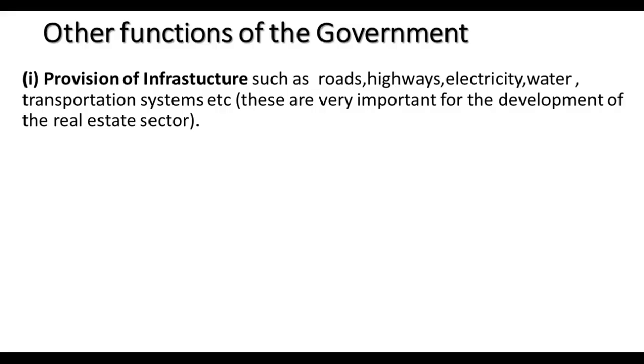Other functions of the government include, 1, provision of infrastructure such as roads, highways, electricity, water, and transportation systems, and these are very important for the development of the real estate sector. So it is important to know that the government are the first partakers. They are the major stakeholders in the real estate sector, especially in Nigeria, because when they provide highways and electricity, these affect the quality of the real estate sector.